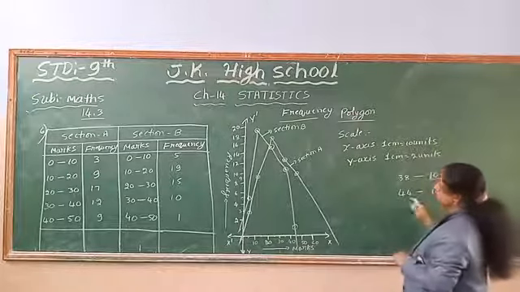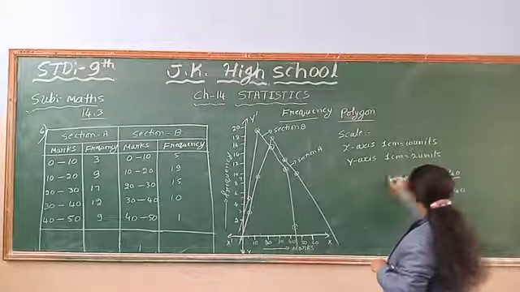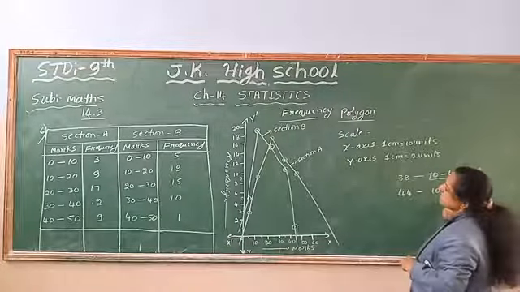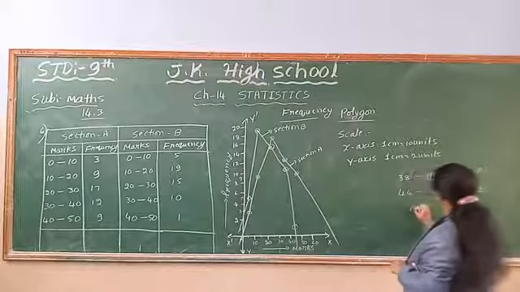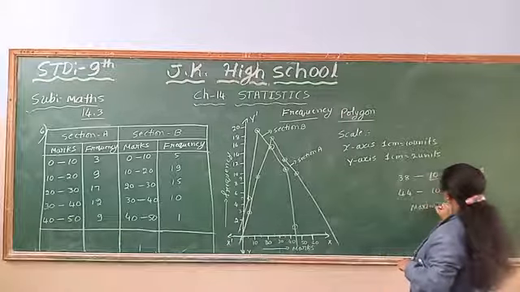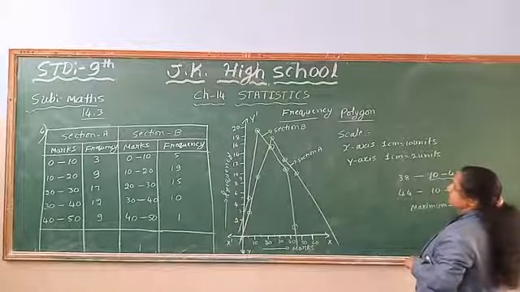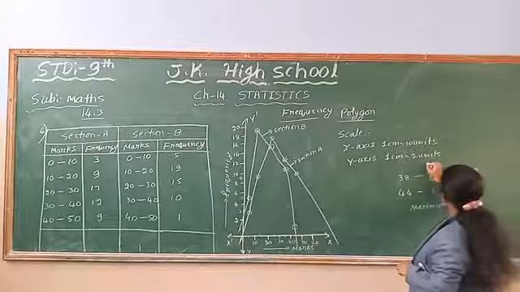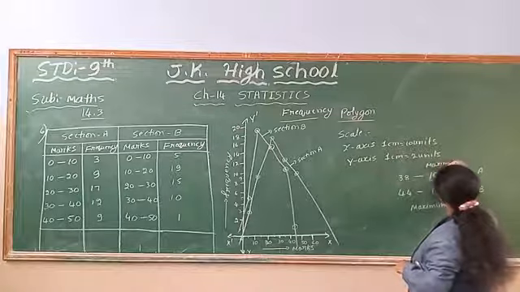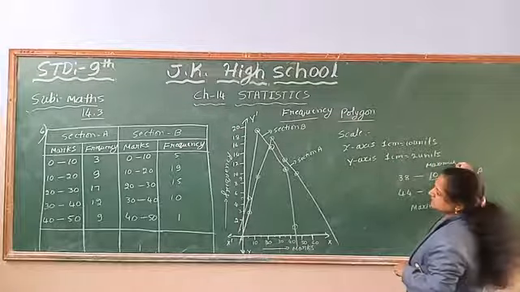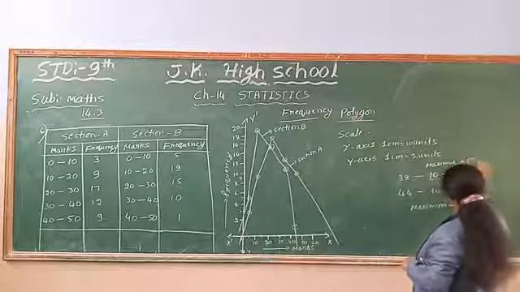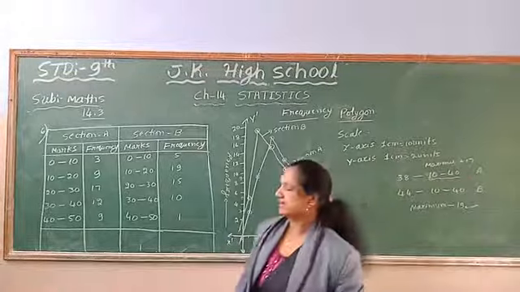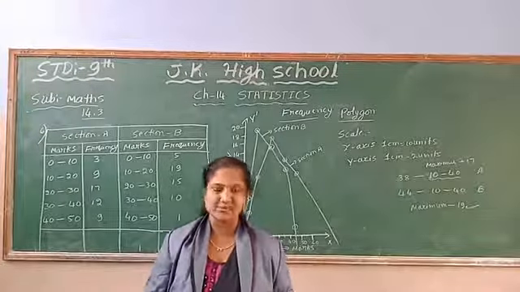The maximum is scored by section B only. This is section A, and this is B. The highest is scored by section B, that is 19. In section A the maximum is 17. So the top is section B. In this manner you have to plot the frequency polygon, children.